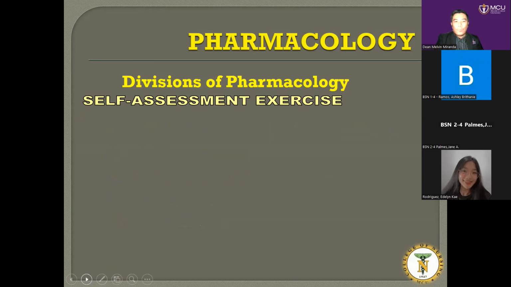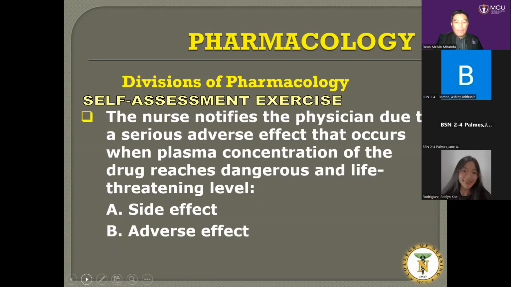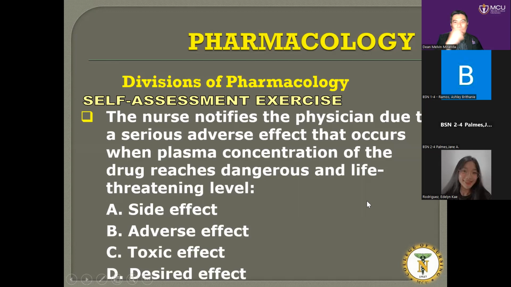The nurse notifies the physician due to a serious adverse effect that occurs when plasma concentration of the drug reaches dangerous or life-threatening level. So what are those choices? Choices are side effect, adverse effect, toxic effect, desired effect. Okay. Process of elimination tayo ha. Serious adverse effect na ito. Dangerous, life-threatening. So obviously, you will not answer letter A or letter D ha.